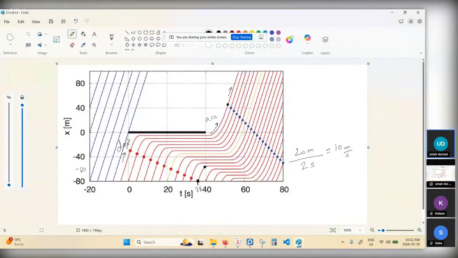So if we try to do that, the equation of motion would be 2as is equal to v squared minus u squared. So in this case, let me quickly check the formula here.